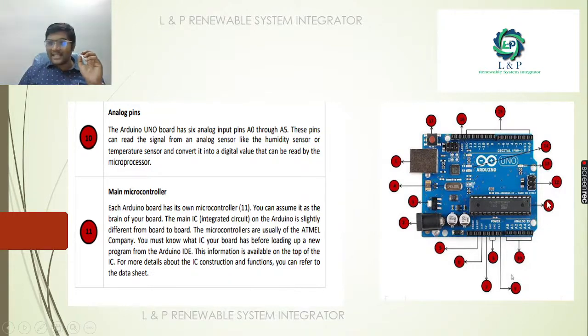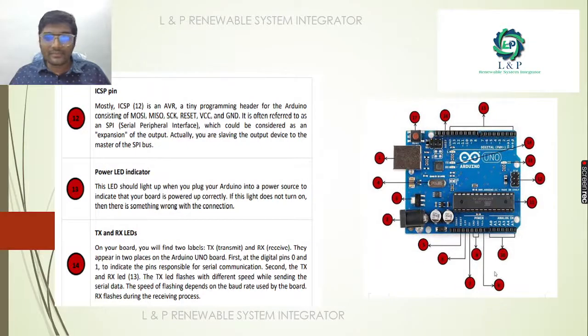And the 11th one is the most important part, the main microcontroller. It is an integrated circuit, and it will be different on different boards. So if you have any doubts, you can use the data sheets of the particular microcontroller to learn about it. Next, the 12th is the ICSP pins. It consists of MOSI, MISO, SCK, reset, VCC and ground, that is the serial peripheral interface. We are going for this.